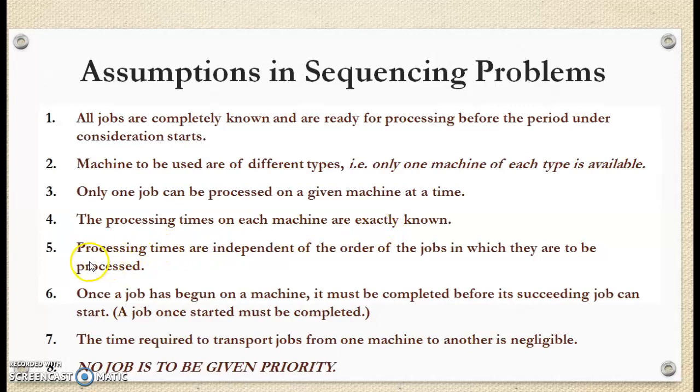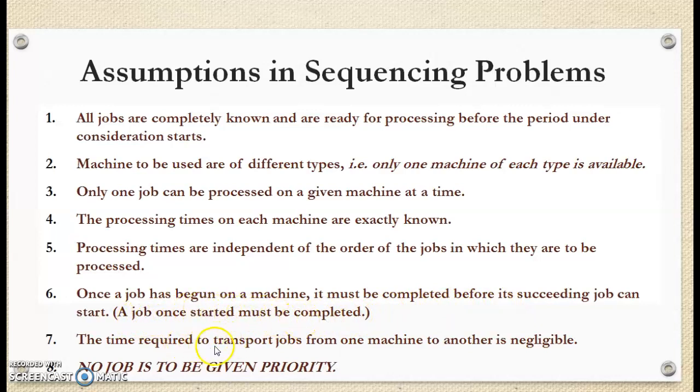And also, processing times are independent of the order of the jobs. That means whichever job we consider on any machine, that time is fixed. That time does not depend upon the order of jobs. Then once a job has begun on a machine, it must be completed. That means once we take a job for processing, it must be completed before taking the next succeeding job.